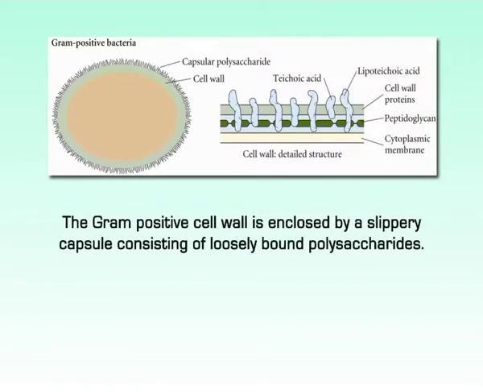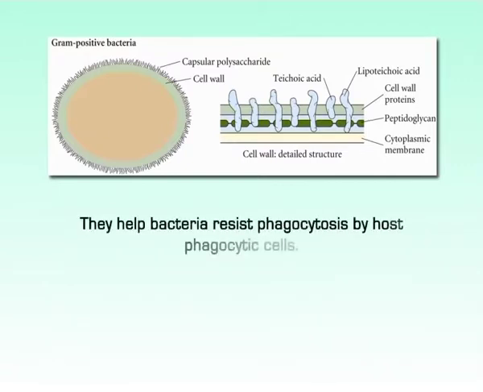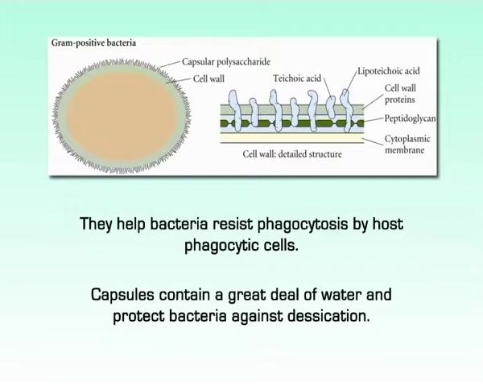Also, the gram-positive cell wall is enclosed by a slippery capsule consisting of loosely bound polysaccharides. And these capsules are not required for bacterial growth and reproduction. They help bacteria resist phagocytosis by host phagocytic cells. Capsules also contain a great deal of water and protect bacteria against desiccation. Bacterial viruses and most hydrophobic toxic material such as detergents are excluded by capsules.